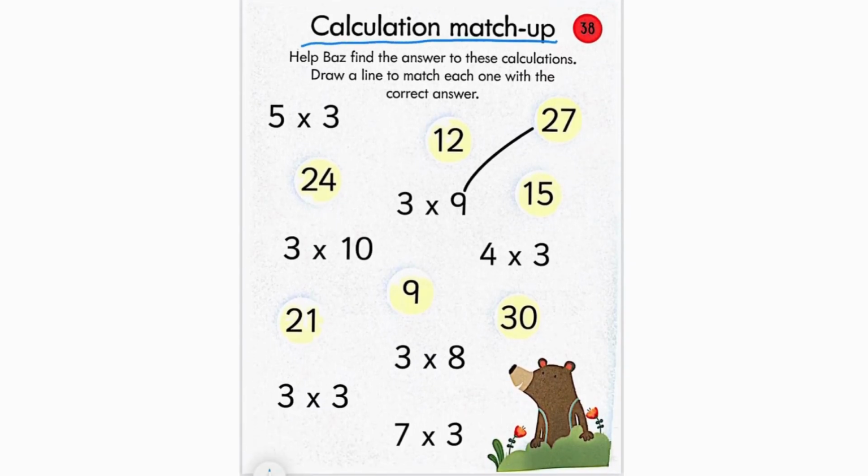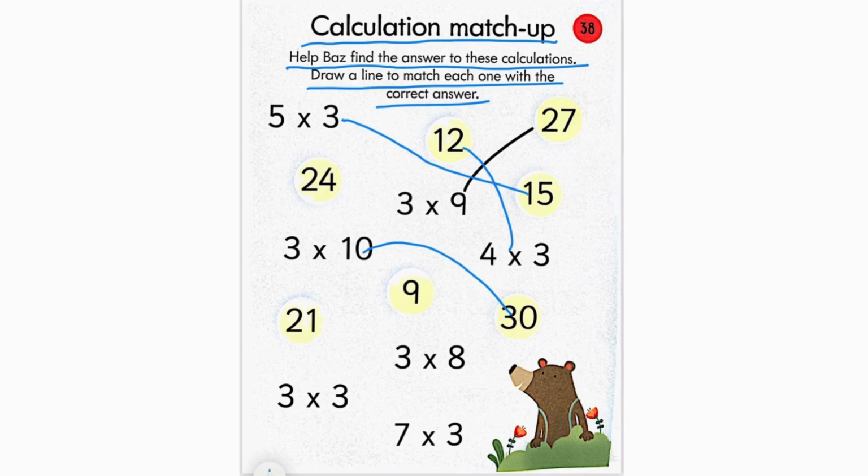Calculation match up. Help Beth find the answer to these calculations. Draw a line to match each one with the correct answer. 5 times 3 is 15. 4 times 3 is 12. 3 times 10 is 30. 8 times 3 is 24. 7 times 3 is 21. 3 times 3 is 9.